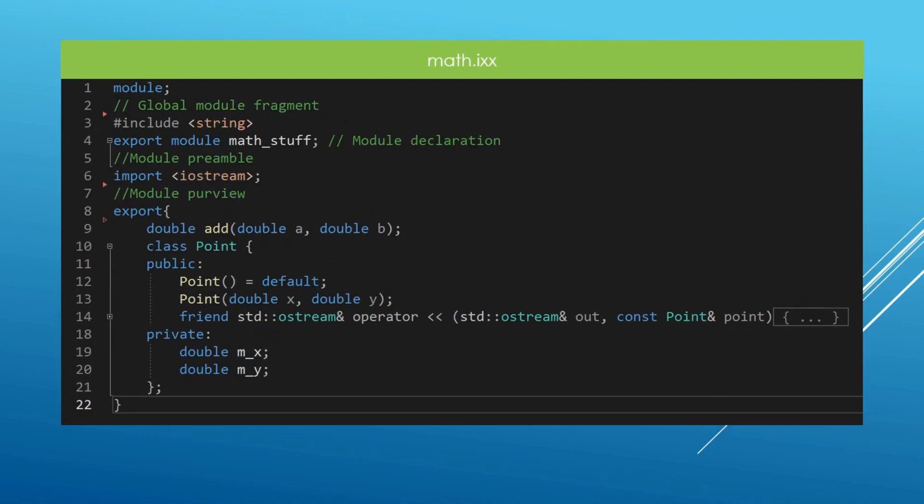Let's show you the interface file for math. It is going to have the add function and the point class. This is the interface we have. Notice the module declaration. It is the most important thing if you ask me. Make sure you see the global module fragment, the module preamble, and the module purview. These are words you need to be able to understand to communicate using C++20 modules, to talk to other developers and express your ideas.